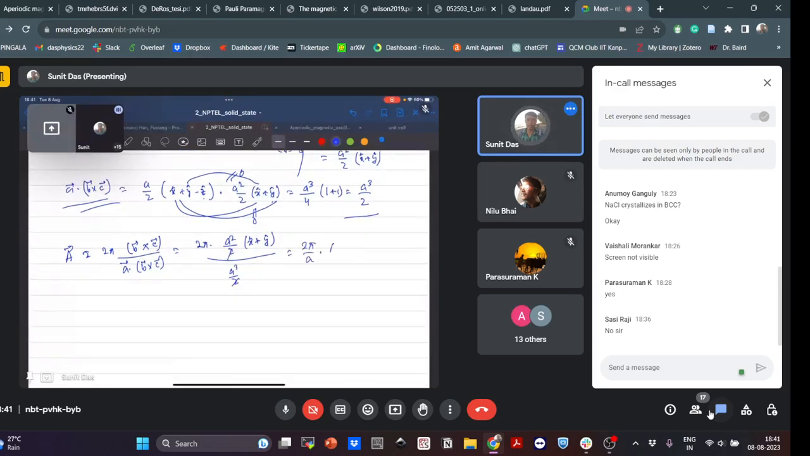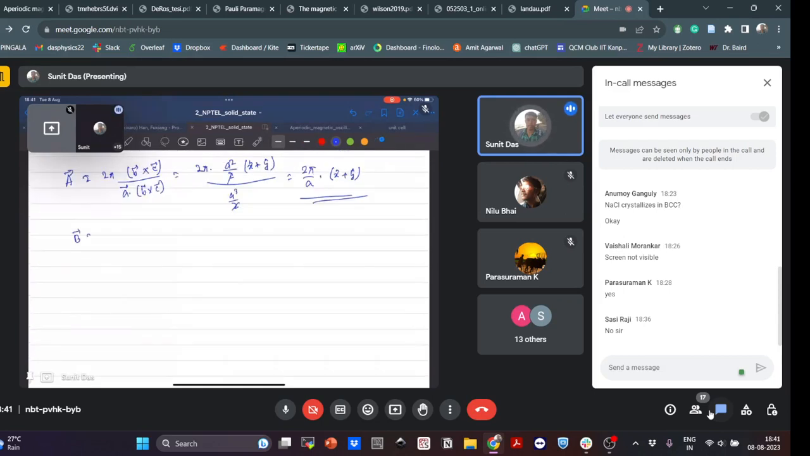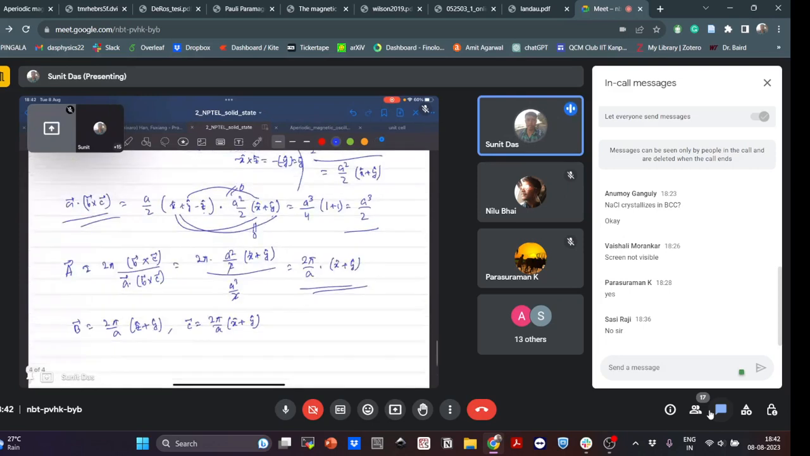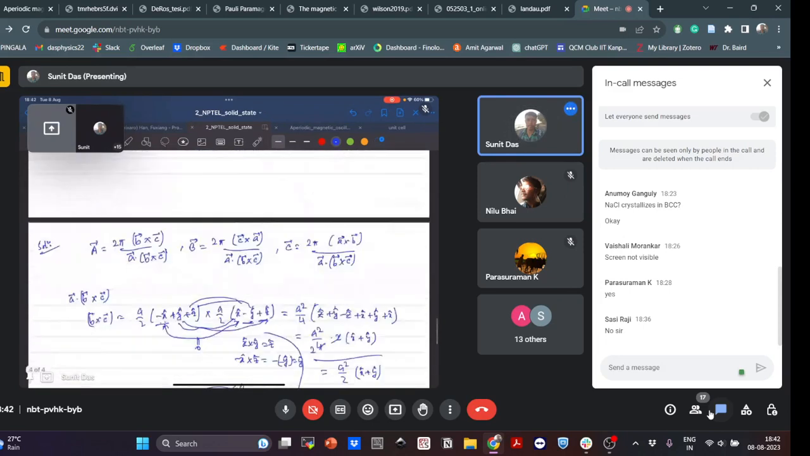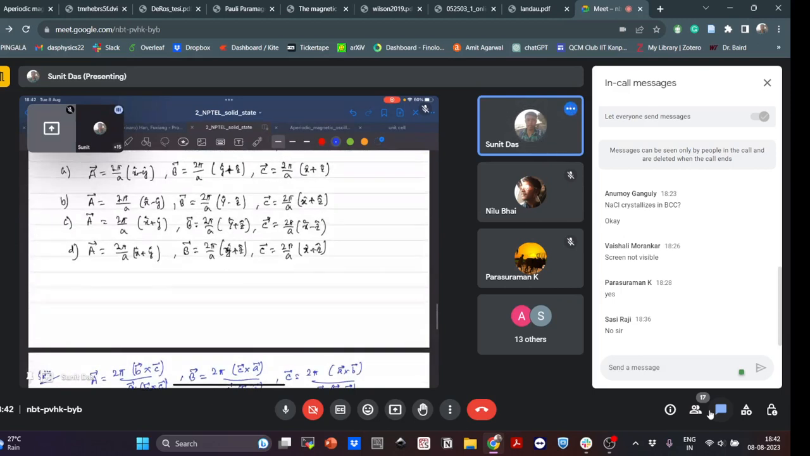2 pi by A into X cap plus Y cap. Okay. So this is A. Similarly, we can find out that B will also be 2 pi by A into Z cap plus Y cap, and C will be 2 pi by A into X cap plus Y cap. Okay, so these are the answers. So the correct answer is D.